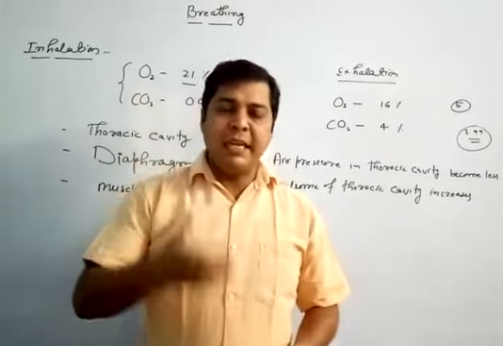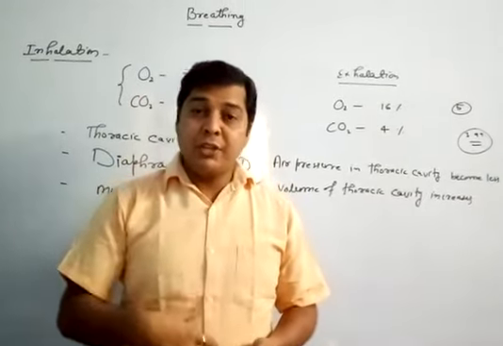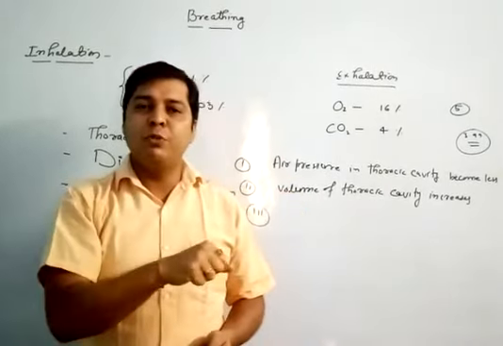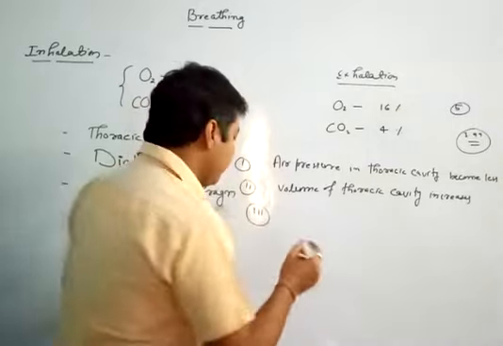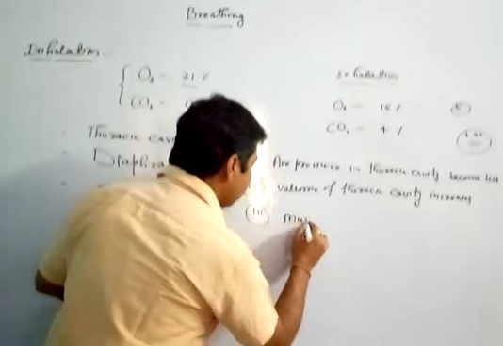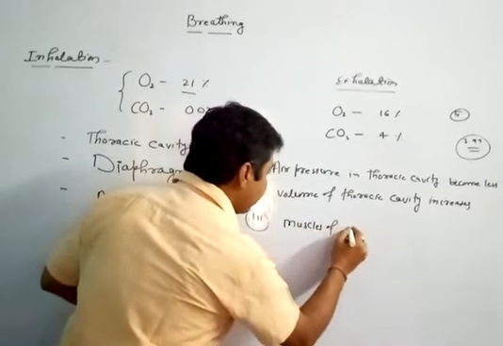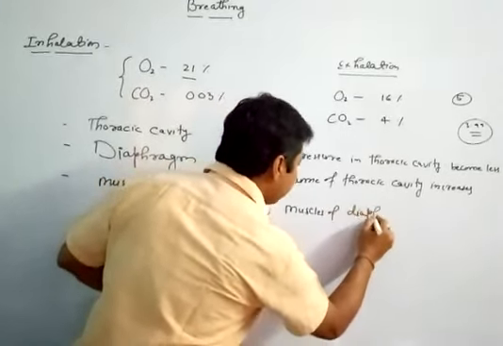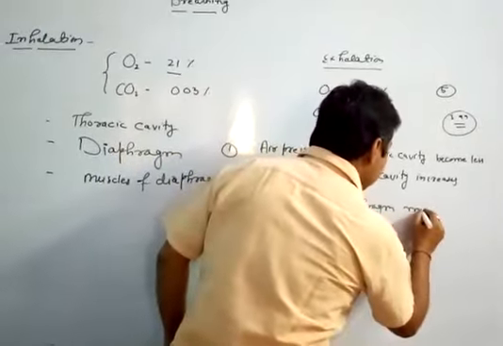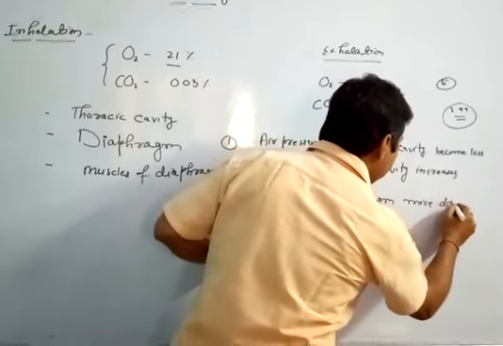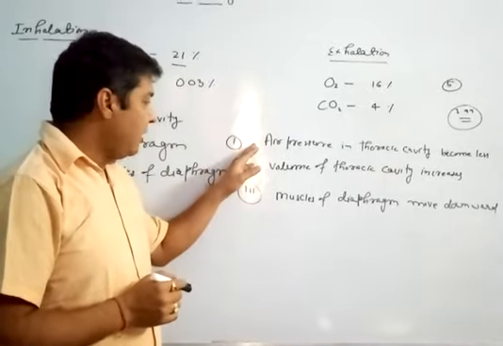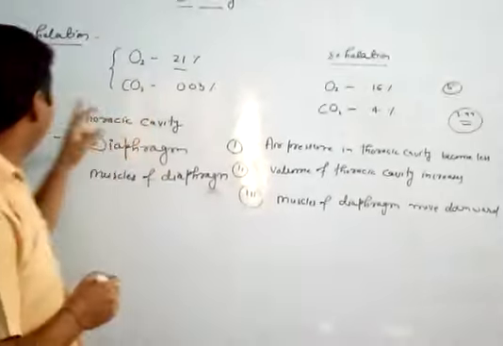during inhalation, the muscles of the diaphragm move downward. The diagram is given in your textbook. You need to see it. Muscles of the diaphragm move downward. So basically, three mechanisms take place at the time of inhalation.